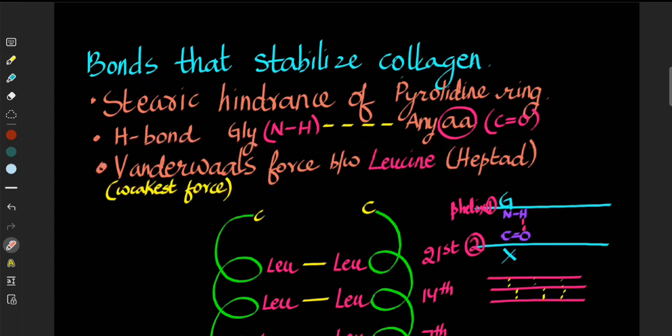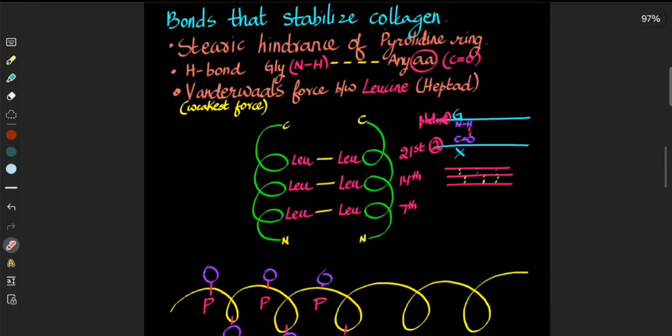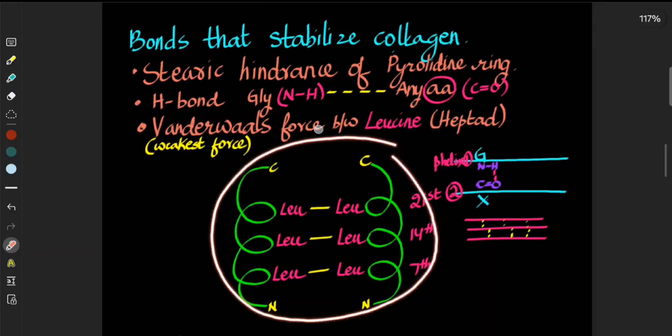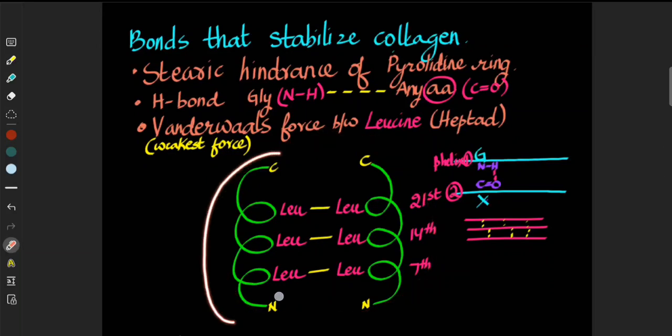Van der Waals force is one of the weakest forces, and we usually do not think that it is contributing that much to stabilizing the structure of collagen, but still we'll try to understand it. As you can see over here, this is actually a helix, right? This is what helix?